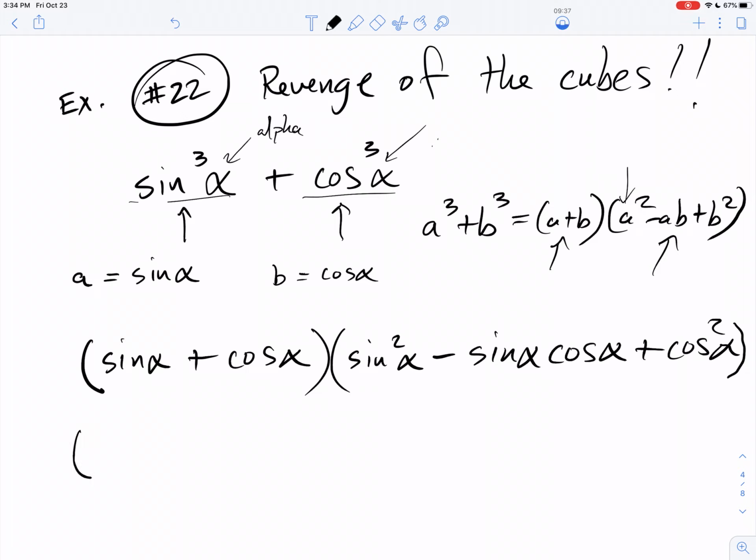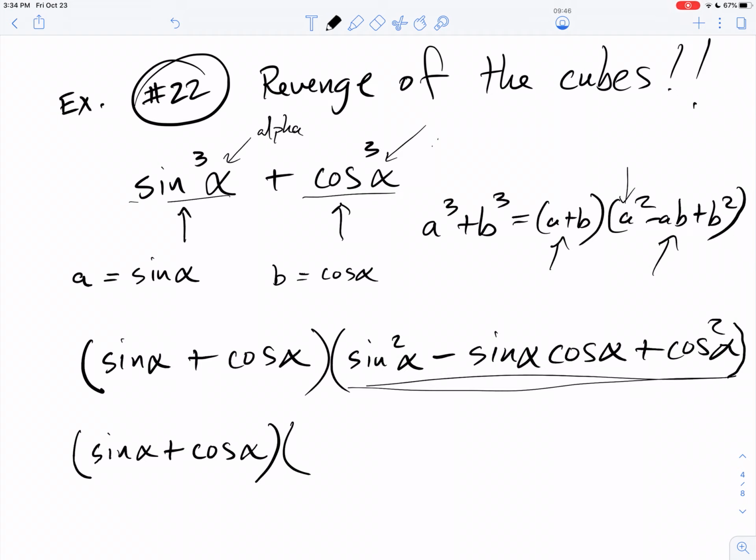See, when you look up the answer to this one, you're going to see this part. You will. But you won't see this whole big chunk here. You know what you're going to see? You're going to see 1 minus sine alpha cosine alpha. Well, heck, how did they do that?